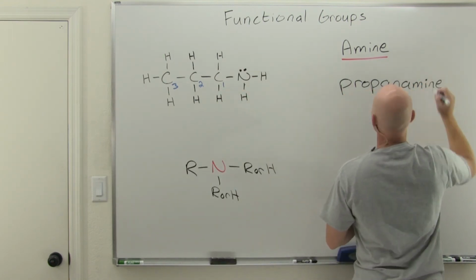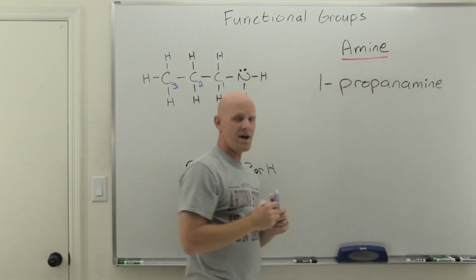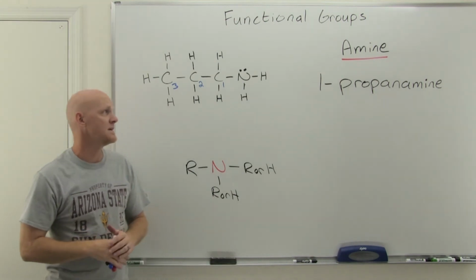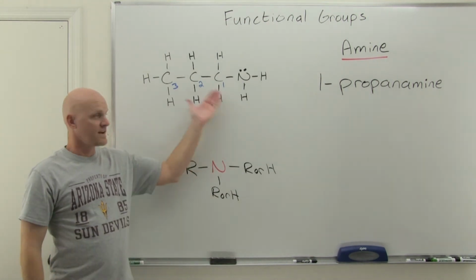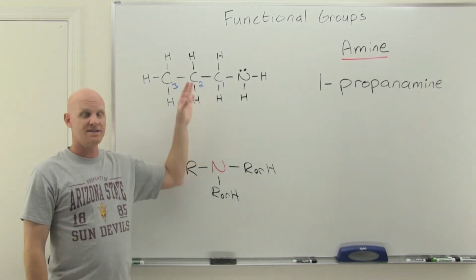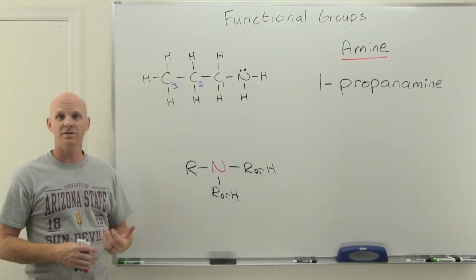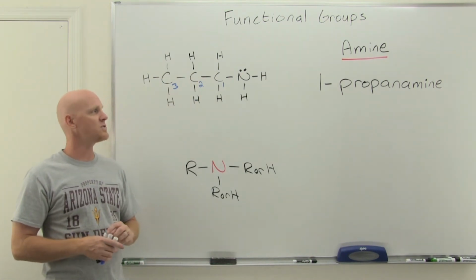So propanamine, and since the nitrogen's attached to carbon number 1, we'll call it 1-propanamine. And that's how we'll name them. So cool. And once again, we've got our first example of a nitrogen functional group. And again, it's adding some functionality. And it's more than just basicity, but that's the only thing I really want to talk about. But it's adding some functionality to this molecule that wouldn't be present otherwise.